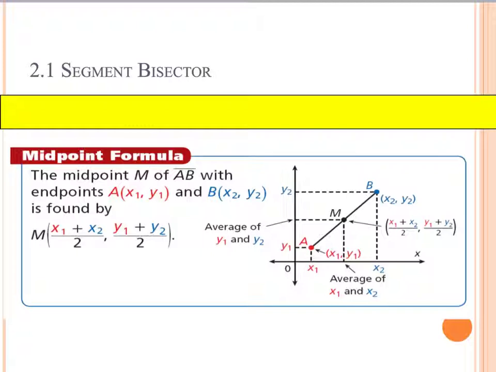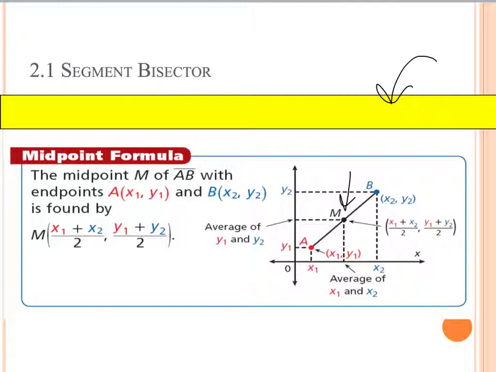Alright, please write this down. This is the midpoint formula. Alright, so the midpoint formula, it says the midpoint M of AB with the endpoints of A being (x1, y1) and B being (x2, y2) is found at the midpoint being (x1 plus x2 over 2, y1 plus y2 over 2). So you add your two x's together, divide by 2. Add your two y's, divide by 2. And that gives you your midpoint coordinate.